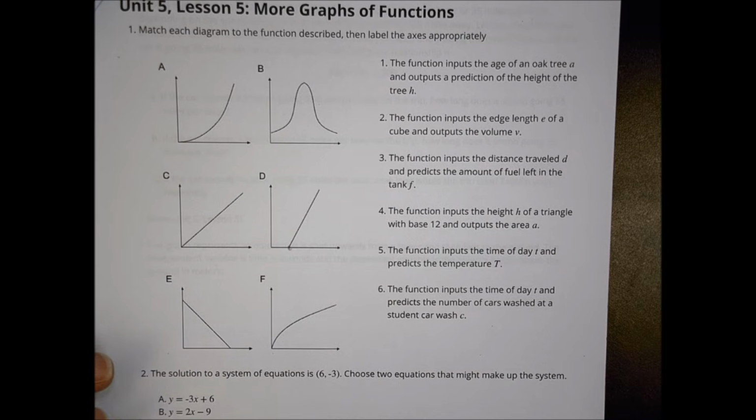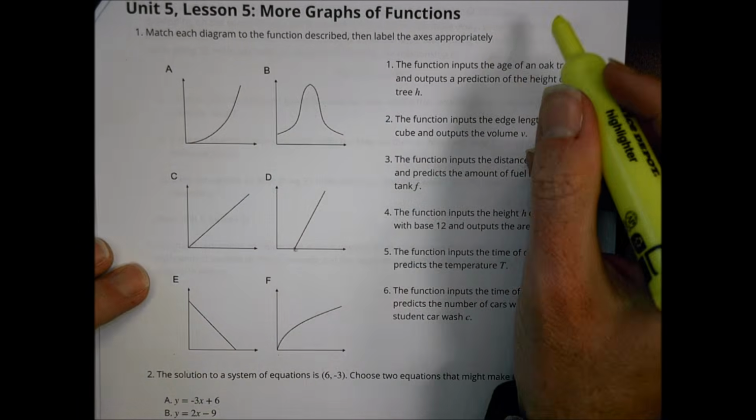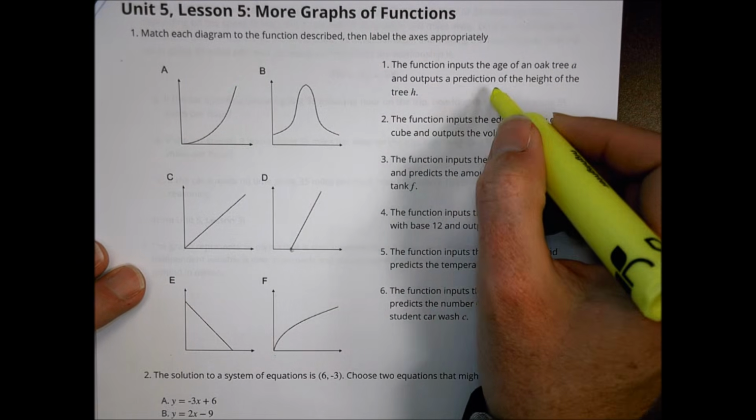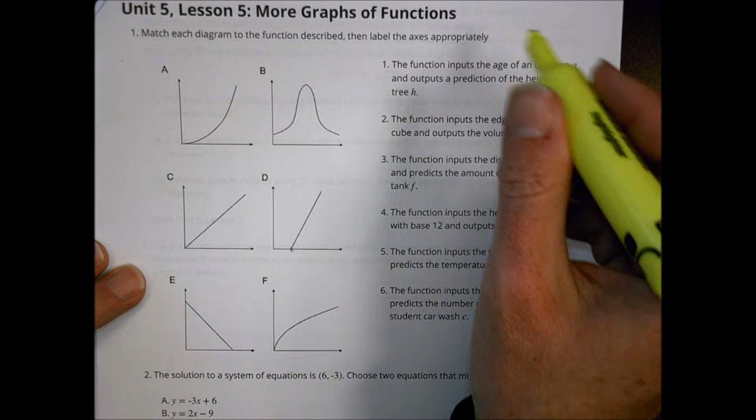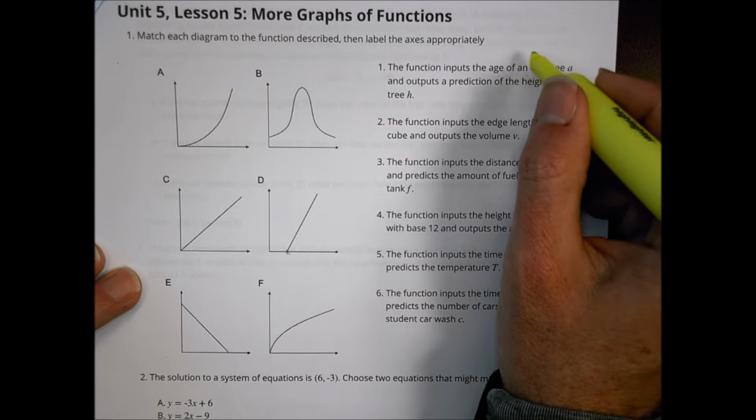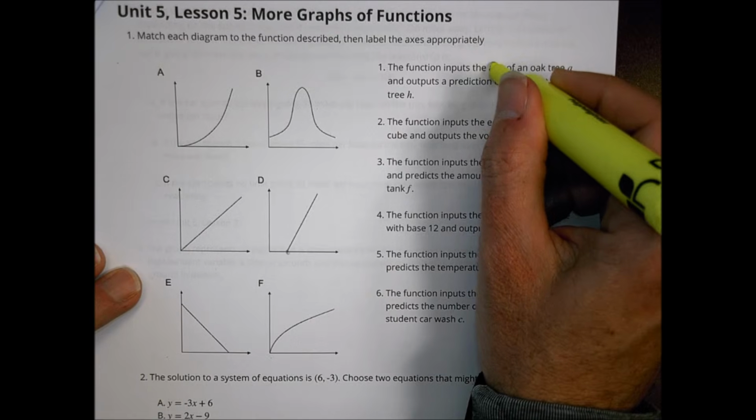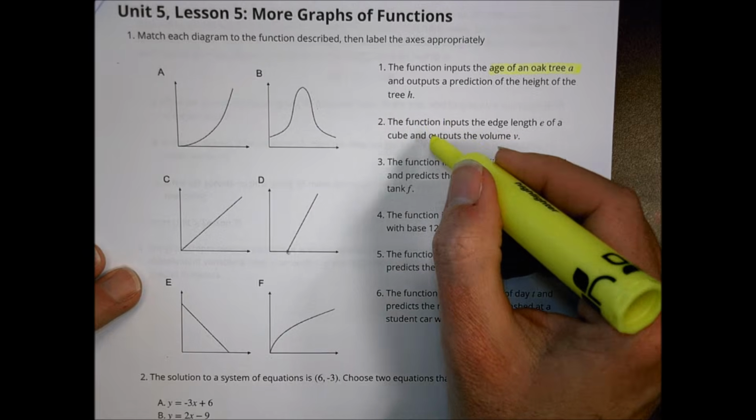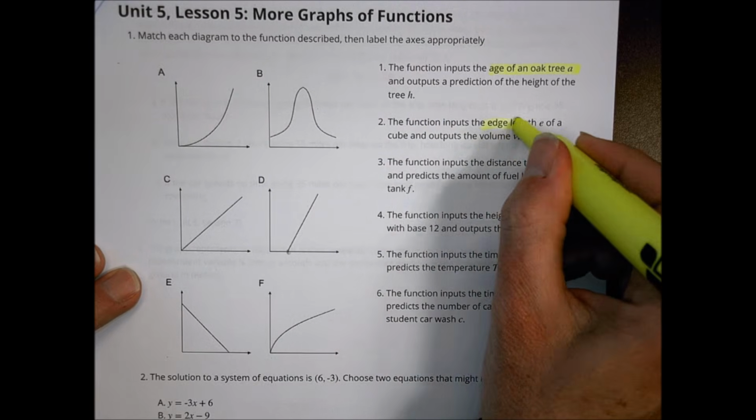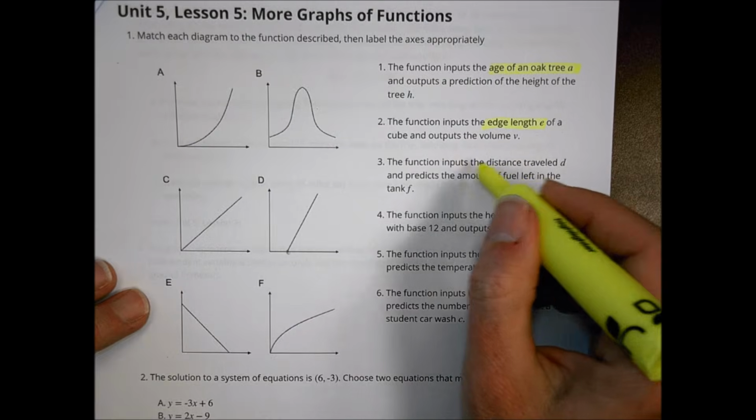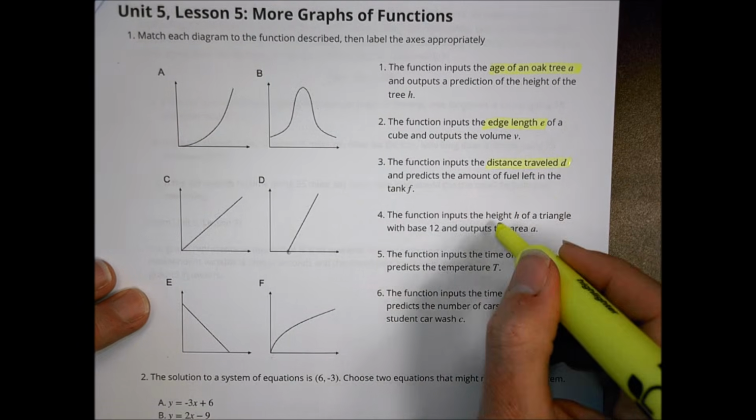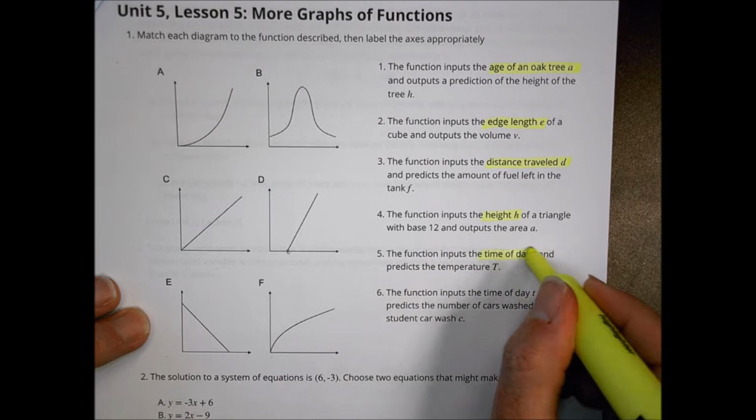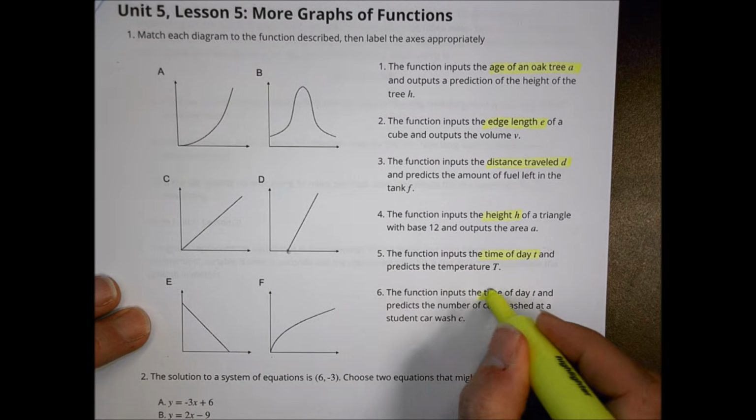First of all, we see that in all the statements, the function inputs the age of an oak tree, A, and outputs a prediction of the height of the tree, H. So we're going to begin with the input of age of an oak tree, okay? So the age of an oak tree, A, is our input on the first one. The next one says the function inputs the edge length. So we have edge length is E. Here the input is the distance. This one inputs the height of a triangle. This one inputs the time of day. And this one inputs the time of day as well.